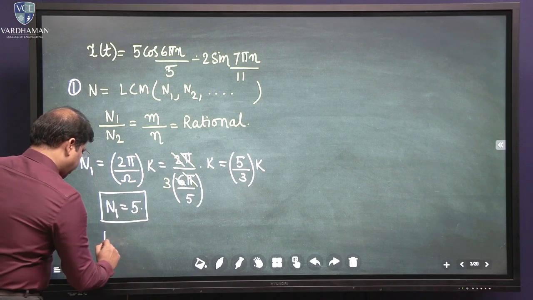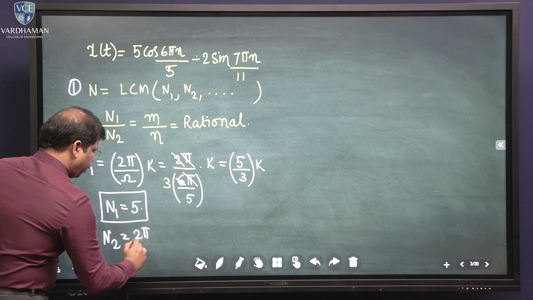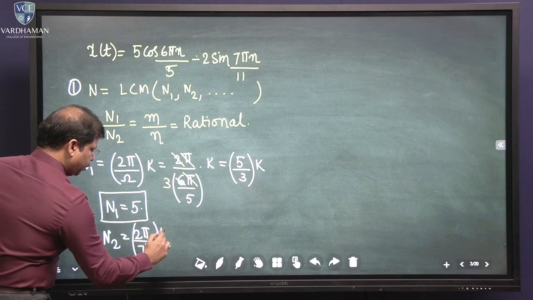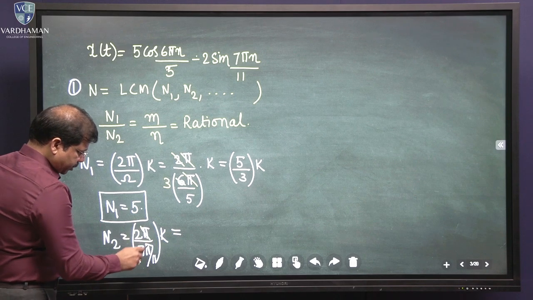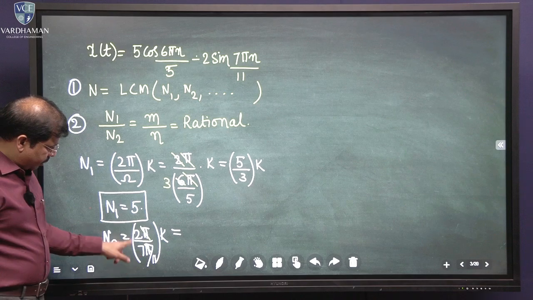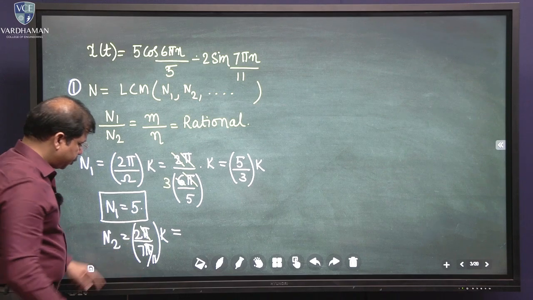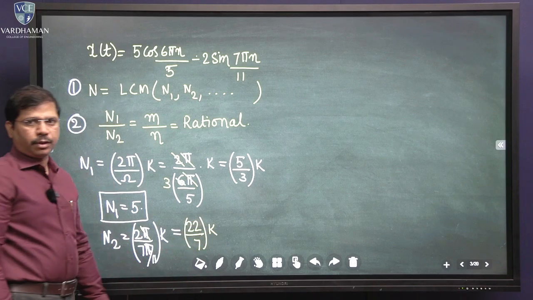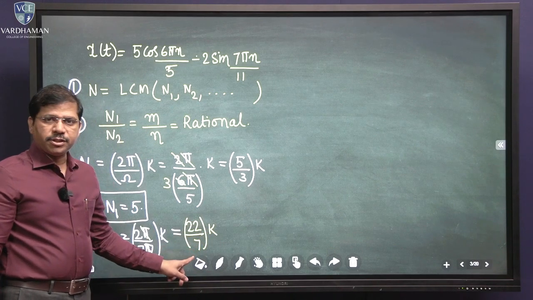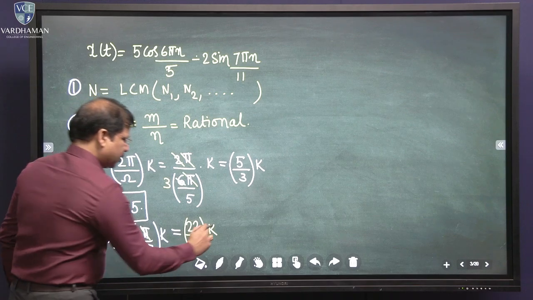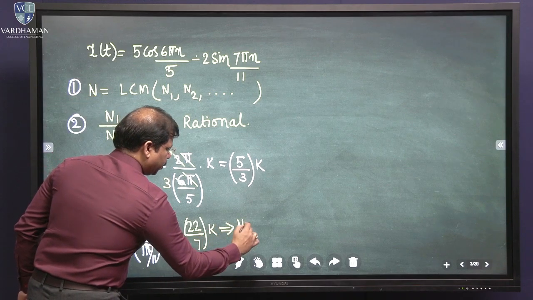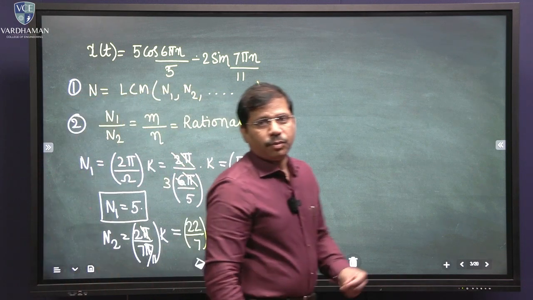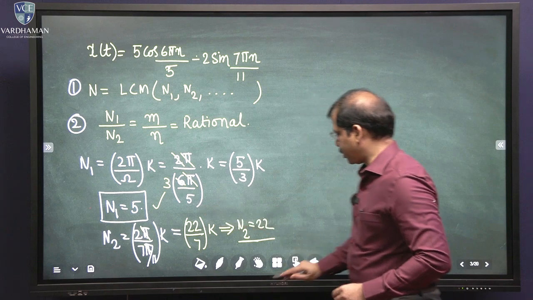Now what is n2 there? n2 equals 2 pi by 7 pi by 11, that is, 7 pi by 11 into k. Again I can cancel pi and pi, and nothing else can be cancelled because all are prime numbers. So 22 by 7 into k. What is the minimum value of k so that n becomes an integer? 7. That gives me n2 equals 22. So therefore, what is the n1 value that we got? 5. And what is the n2 value? 22.